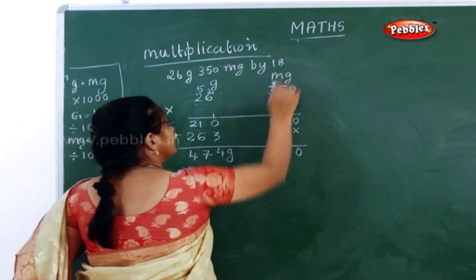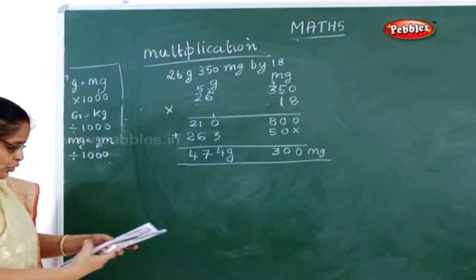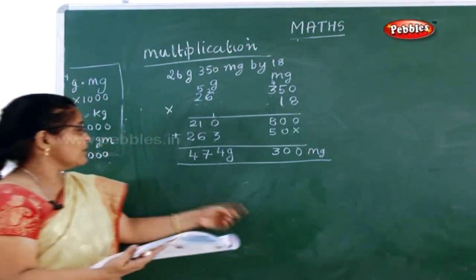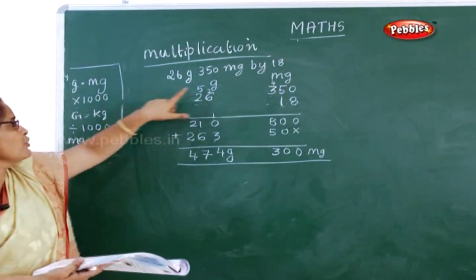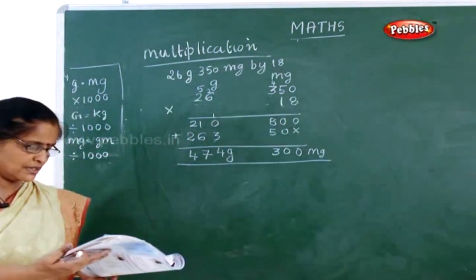Now what is the answer you will write? Immediately this gram and this mg you will write it here. So this is how you have to do your multiplication. You have to write whatever it is given, gram, mg, multiply it. Is it clear?